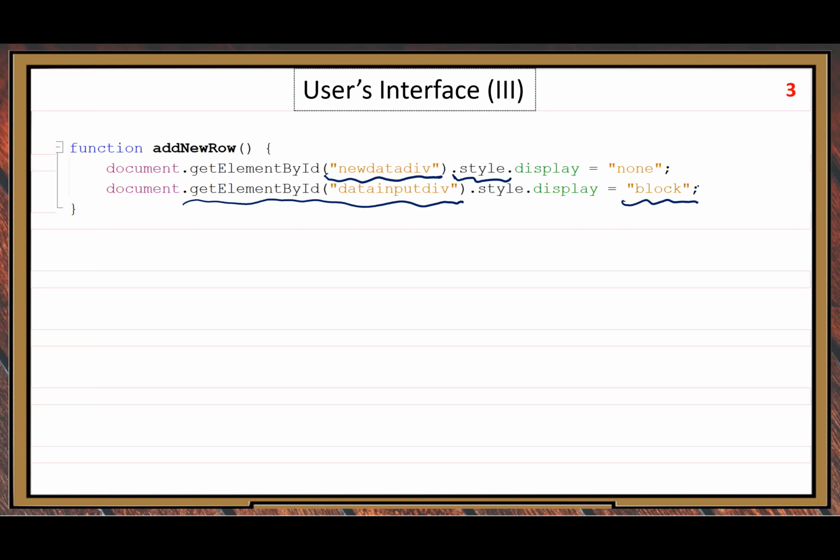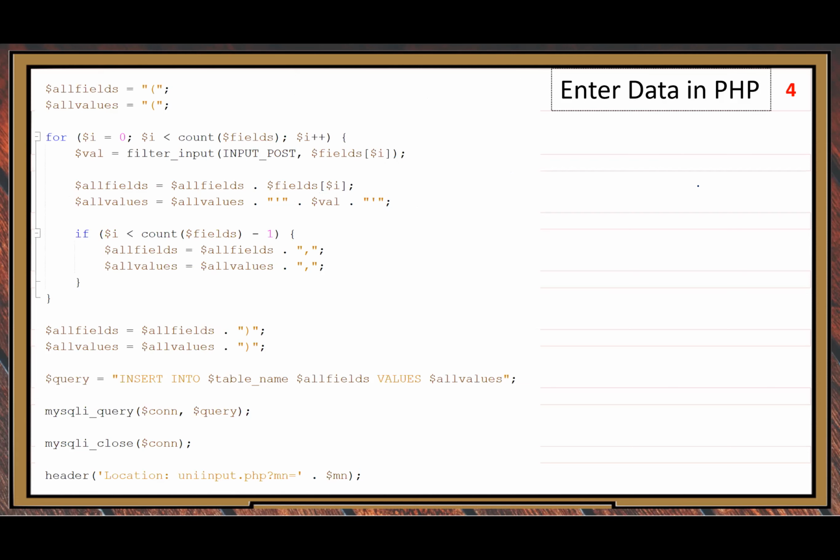In the next slide, I explain the data processing program, the PHP program. Enter data in PHP. The first part, the database connection, is the same as before, so I do not copy that code here. After that connection part, we also retrieve the table name and table fields, the same as before. I only show the code that's different from our old code.